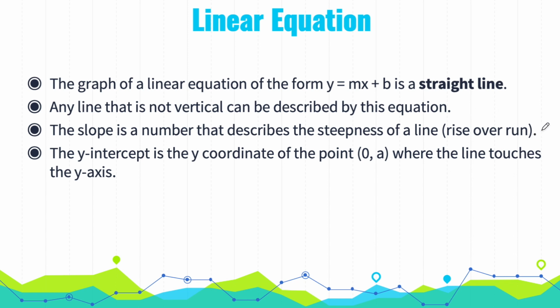Remember that the slope is a number that describes the steepness of a line, which is the increase vertically divided by the increase horizontally. The y-intercept is the y-coordinate of the point (0, a), where the line touches the y-axis.